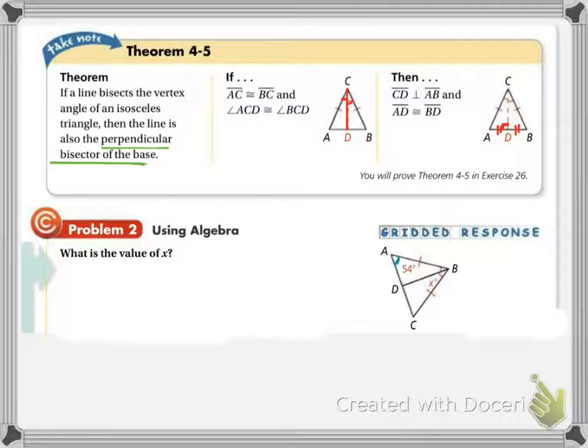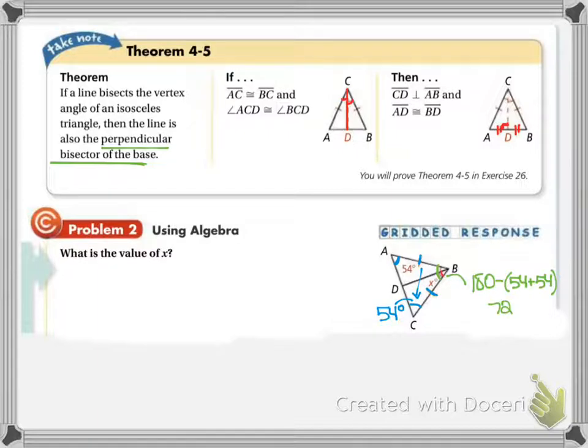So we have that A is 54. Since this is an isosceles triangle, I can also say that C has to be 54. Agreed there? So what I can do now is figure out what this green angle measures. That green angle there will have to be 180 minus 54 plus 54. If I do 180 minus 54 plus 54, I would get 72 degrees. So that whole green angle is 72.